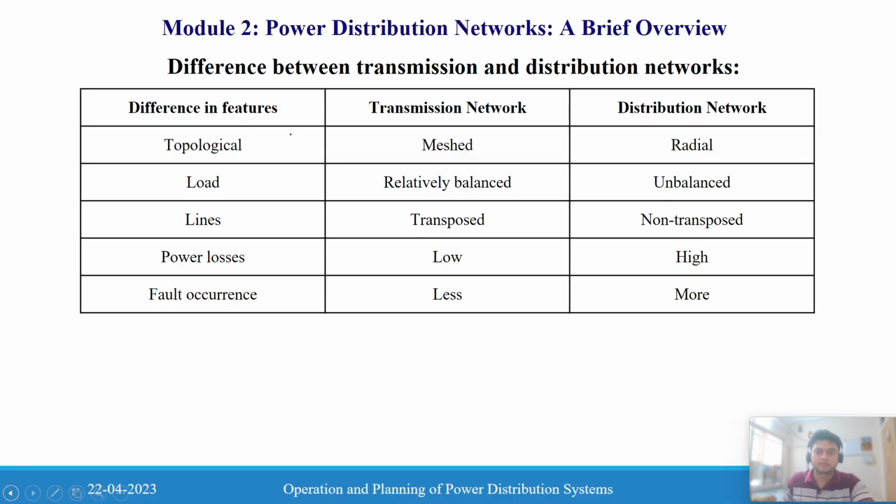So now if we see the difference between transmission and distribution networks, transmission networks are of mesh type, having different power flow paths available, and distribution networks are of radial type. Load is relatively balanced in the transmission network while it is unbalanced in the distribution network, and lines are transposed in the transmission network and non-transposed in the distribution network.